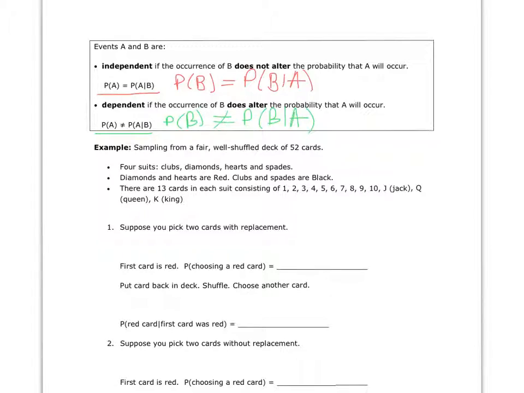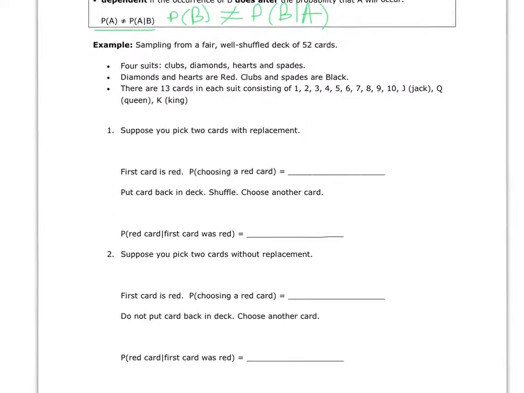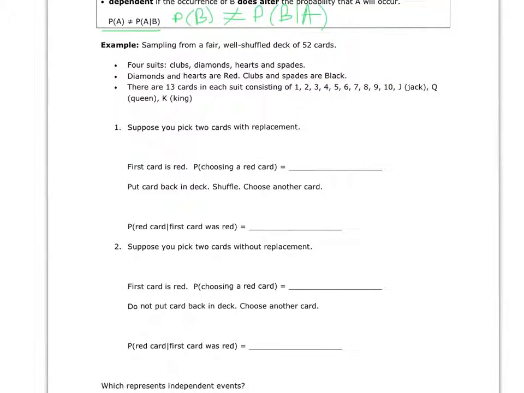All right, so let's look at another example. Let's look at a standard deck of cards. 52 cards, 4 suits: clubs, diamonds, hearts, spades. Diamonds and hearts are red. Clubs and spades are black. 13 cards in each suit, going from 1 up to 10, and then jack, queen, and king. And the other thing to note is 1 is typically referred to as the ace card.